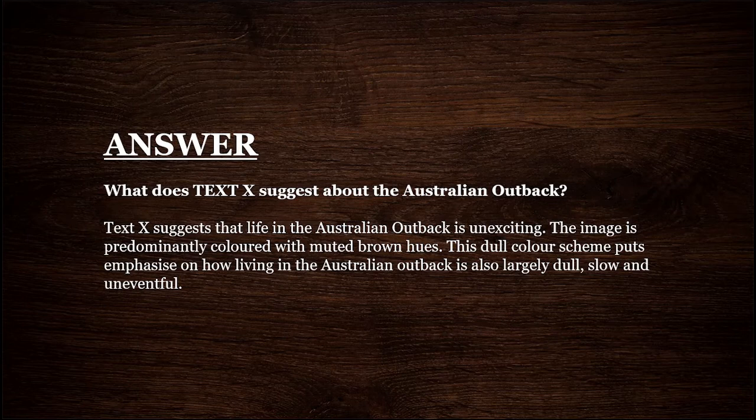And we can come to the conclusion that Drysdale, by using a monochromatic color scheme to decorate his painting, is meant to highlight how living in the outback is also, similarly to the color brown, quite boring, unenergetic, and kind of lifeless.